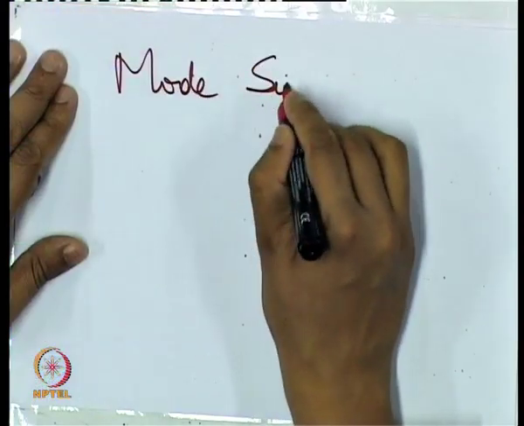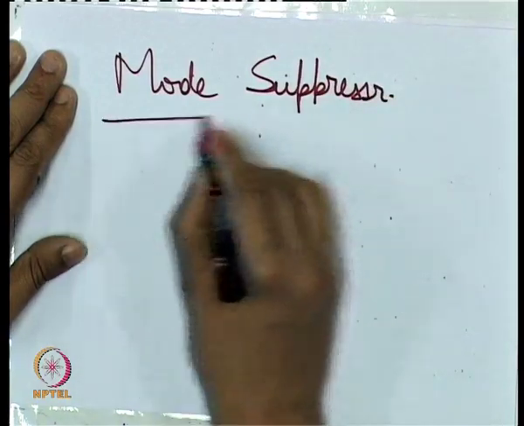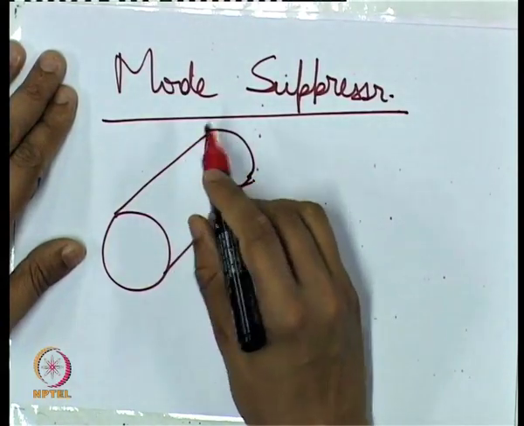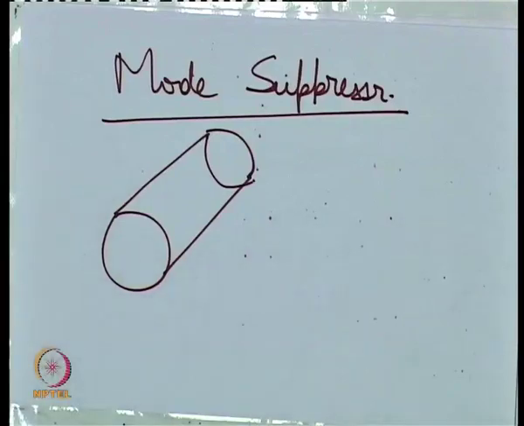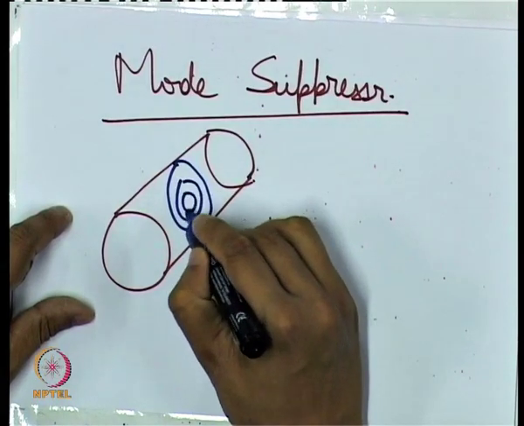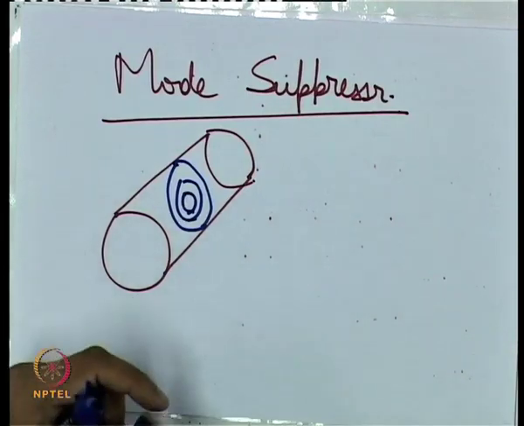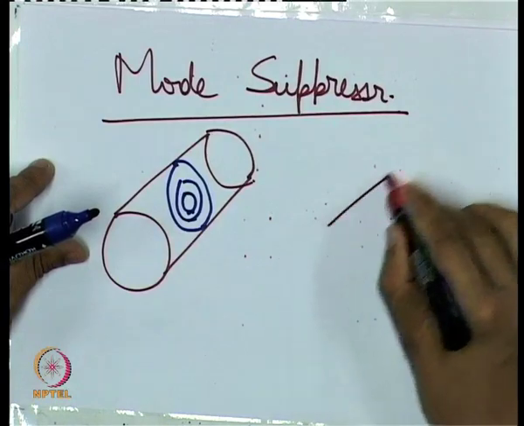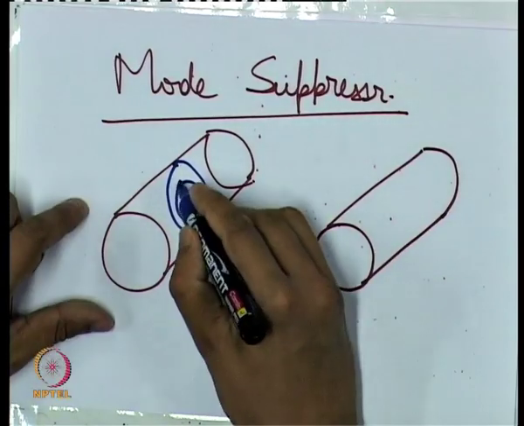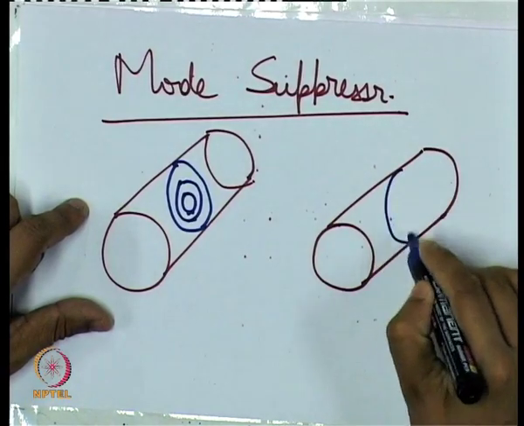Now, one final two-port device that I would like to discuss is what is known as a mode suppressor. A mode suppressor is a circuit which allows certain modes to pass through and does not allow other modes to pass through. Let us see this particular circuit. This is a cylindrical waveguide with some concentric metal structures present here, and this is another structure which, instead of having concentric metal wires, has radial metal wires.